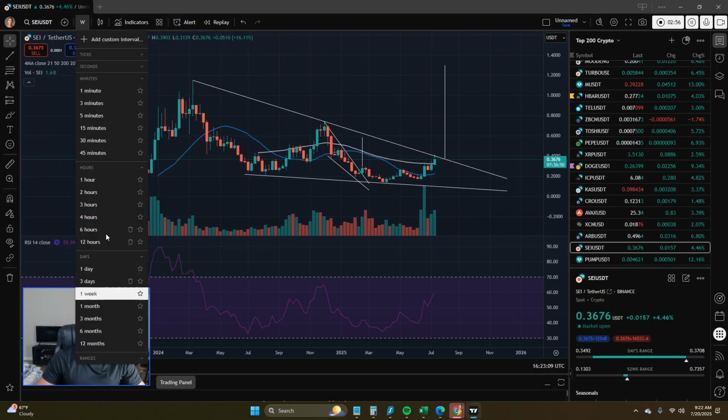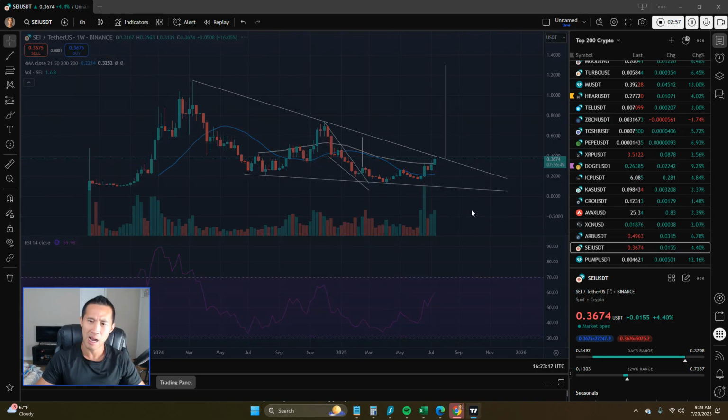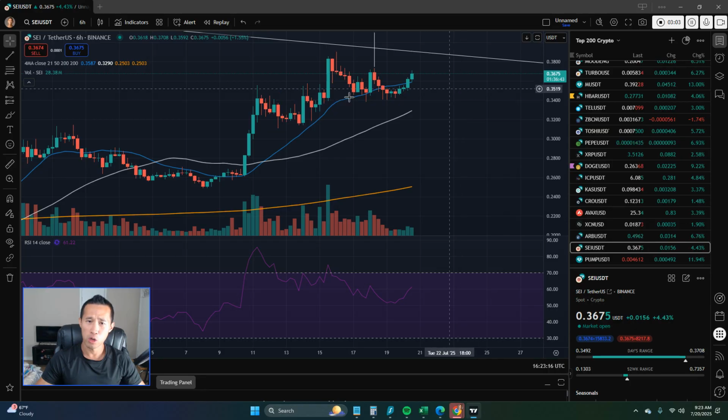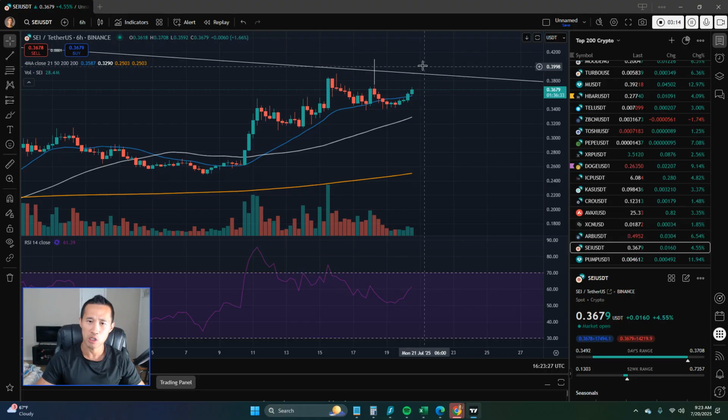Let's take a look into a smaller time frame. Let's take a look into the 6 hour time frame for SEI. Where there is a double bottom here. If you guys can see, the bottom here based on candle close would be about 35 cents. Now, the price target out of this double bottom would give SEI a price target of about 41 cents.